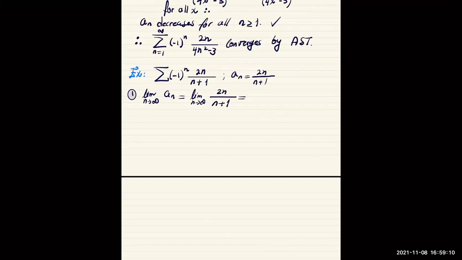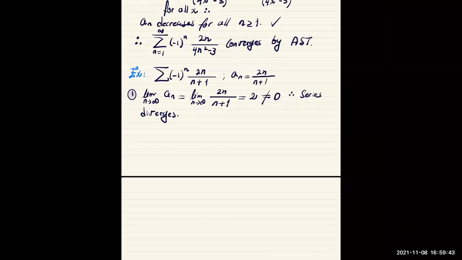This limit is 2, because again, the degree of top is 1, degree of bottom is 1. So you just take the dominant term on top, 2n, over the dominant term on the bottom, n, and that gives you 2 as the limit. That is not equal to 0, so the series diverges and we are done. You don't need to check the second requirement.